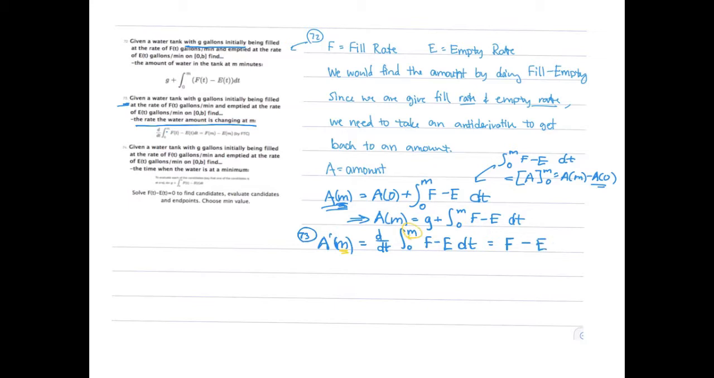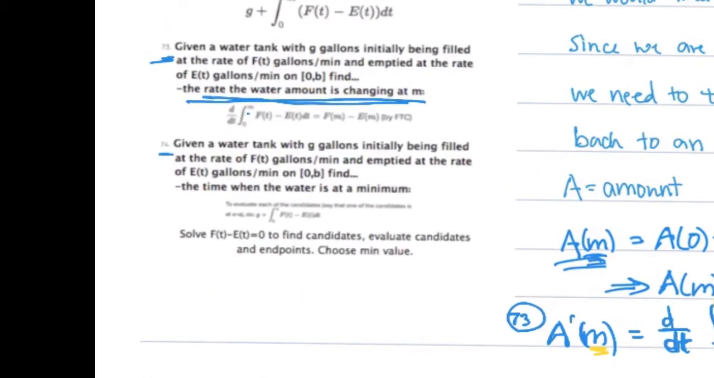That's our variable. So we're doing F of M minus E of M, and the 0 is a constant, so the derivative of a constant is 0, which just knocks itself out. And so this is just the fundamental theorem of calculus in action here. The derivative of the antiderivative is the function evaluated at that point M right there. And so we just have F of M minus E of M, and that is the rate that the water amount is changing at time M. So then in number 74 here, they're asking us the time when the water is at a minimum.